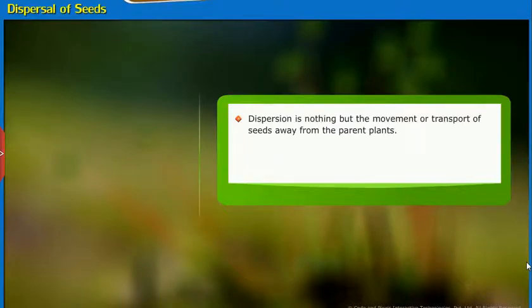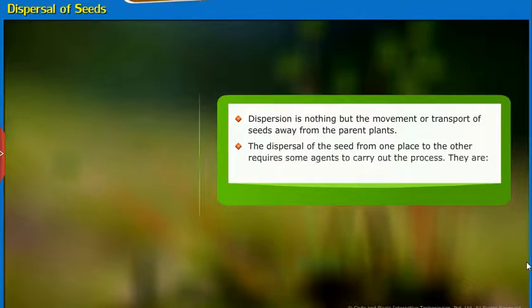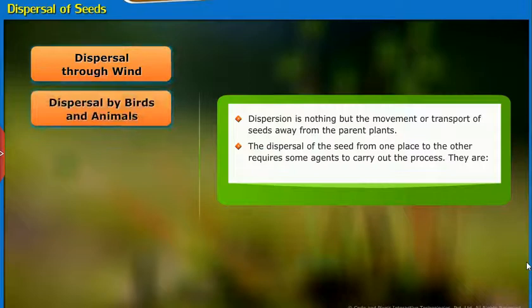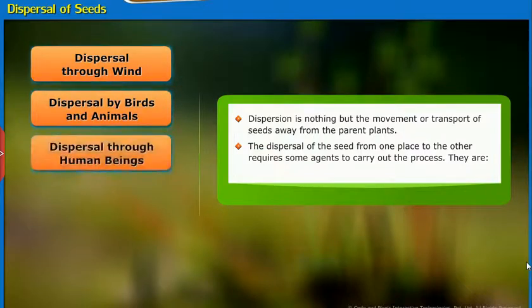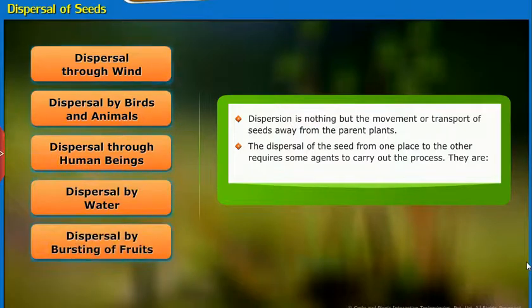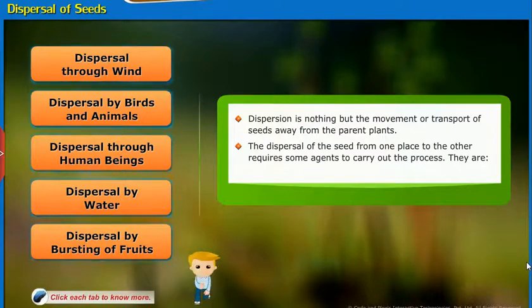Here, let us study about the agents that are responsible for the dispersal of seeds. Dispersion is nothing but the movement or transport of seeds away from the parent plants. The dispersal of the seed from one place to the other requires some agents to carry out the process. They are dispersal through wind, dispersal by birds and animals, dispersal through human beings, dispersal by water, and dispersal by bursting of fruits. Click each tab to know more.